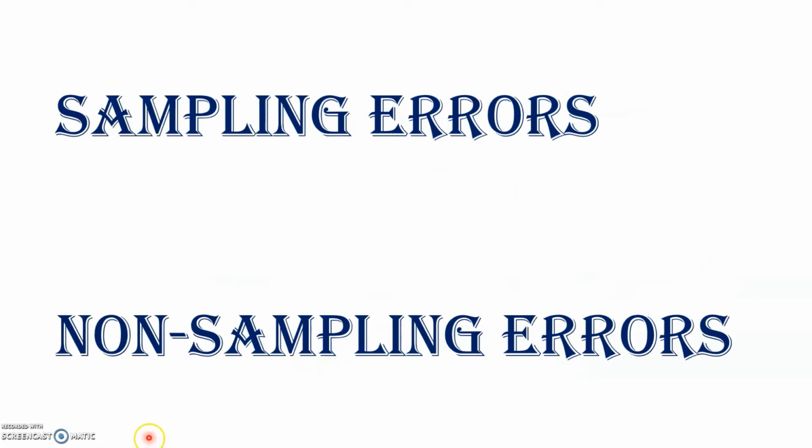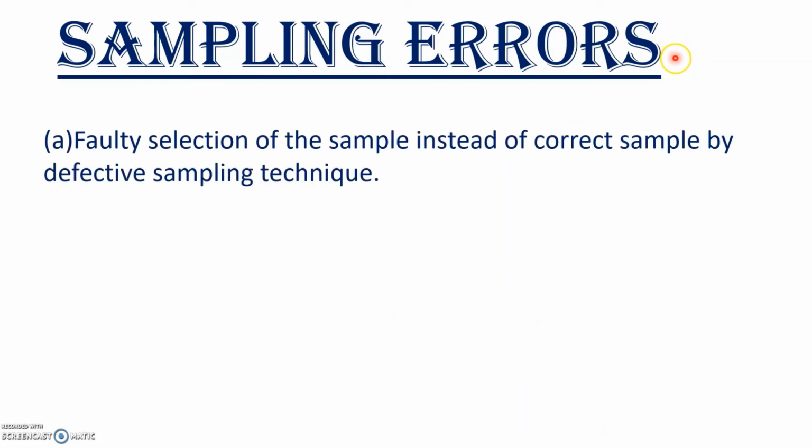Okay, the two types of errors that can take place. One is sampling errors, and the second is non-sampling errors. We'll see what these two are. First, the sampling errors. As the name states, these are errors that take place while the sample is being selected. You choose the samples, right? So when you choose a sample, an error can take place: a faulty selection of the sample instead of the correct sample, by a defective sampling technique.